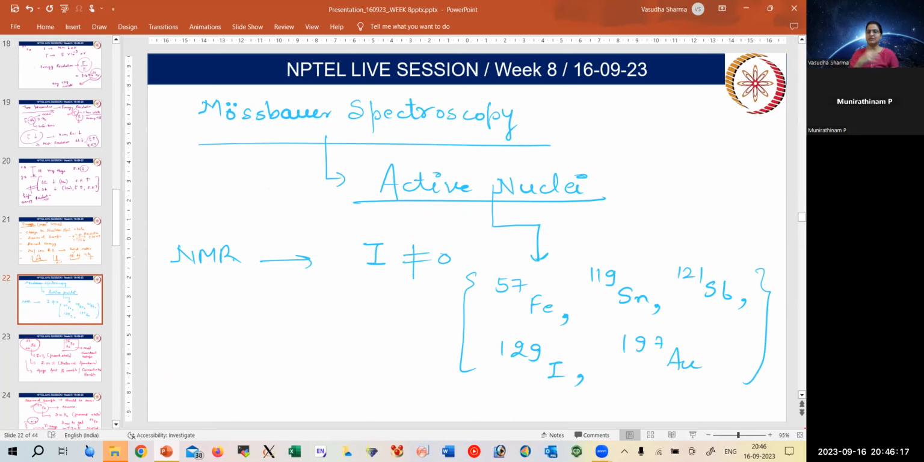They are called Mössbauer active nuclei, because for Mössbauer spectroscopy, there has to be a transition between different nuclear spin states. For that, the energy should be such that it gives proper resolution. If the energy is very high, resolution becomes very low, so you won't be able to see any spectra in that region. Therefore, they won't be called Mössbauer active nuclei. Generally, we consider two cases, iron-57 and tin-119.